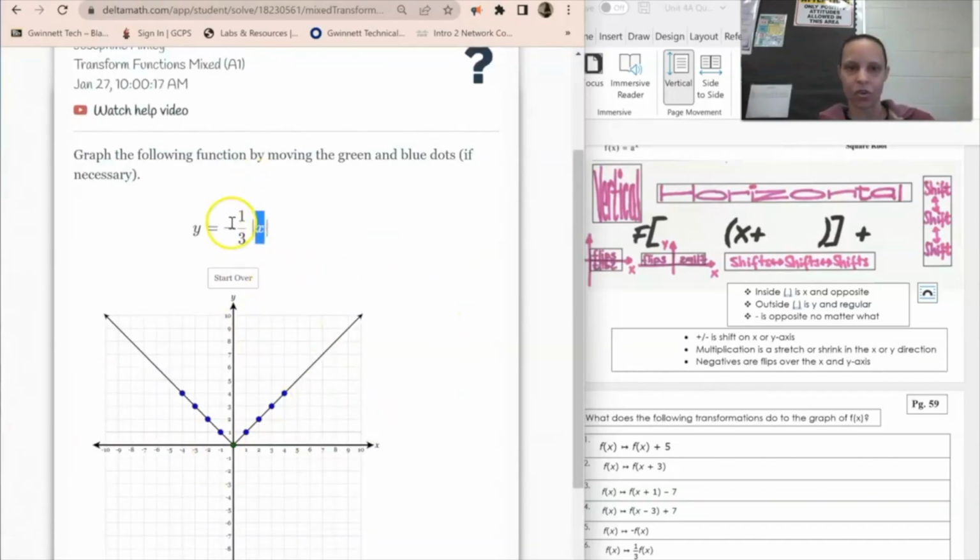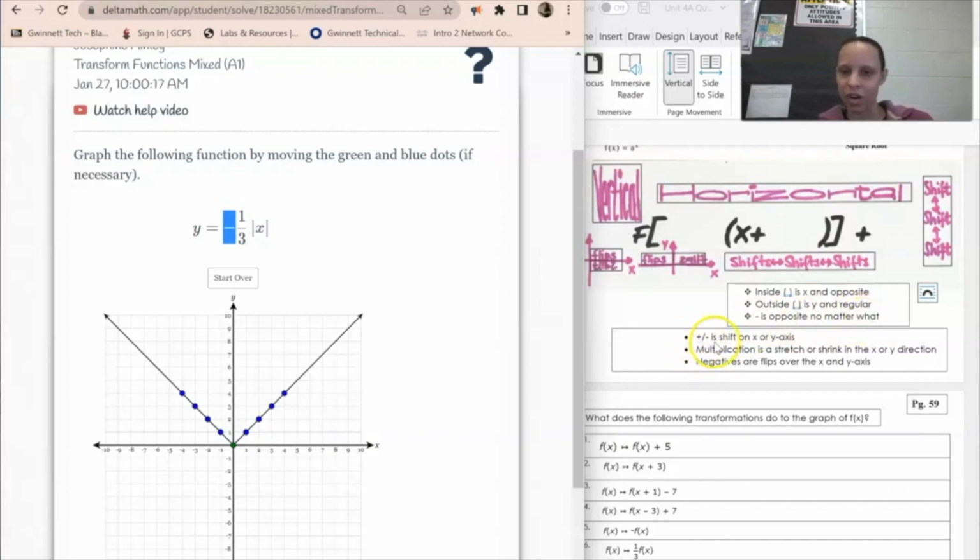Look at everything else. So I have two things. I have this negative outside and I have this 1/3 outside as well. All right, so I'm going to start with this negative. I'm going to ask these questions. Is it inside, outside, or is it a negative? It's a negative. All right, negative is opposite no matter what. So keep that in mind. Then you go to this.